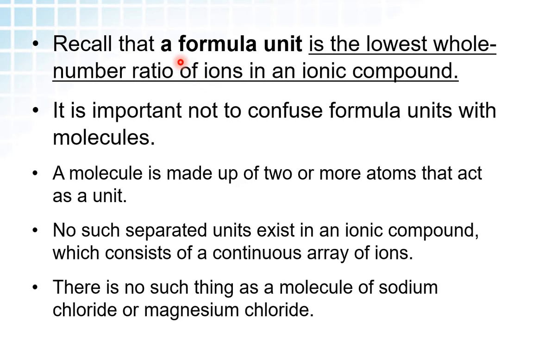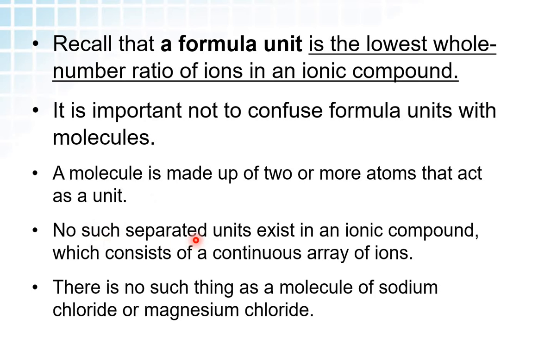Before that, we have to remember that we took that in the second term. A formula unit is the lowest whole number of ions in an ionic compound. It's important not to confuse formula units with molecules. A molecule is made of two or more atoms that act as a unit.